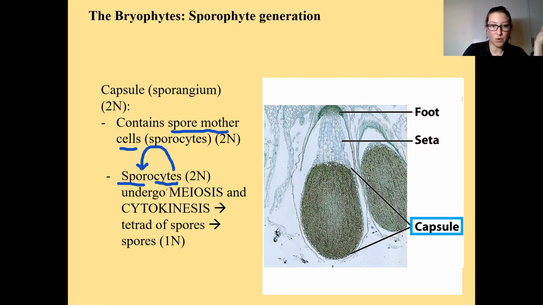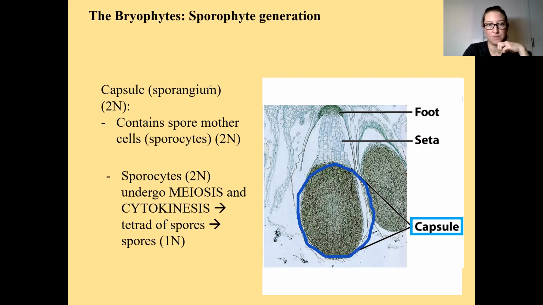The way they make spores is they undergo meiosis and cytokinesis to make those haploid spores. We talked about that last time. And that happens inside of the sporangium, right? Or the capsule, which is this big thing here. Capsule, sporangium, same thing. All right. Those are the parts of the sporophyte plant in bryophytes.